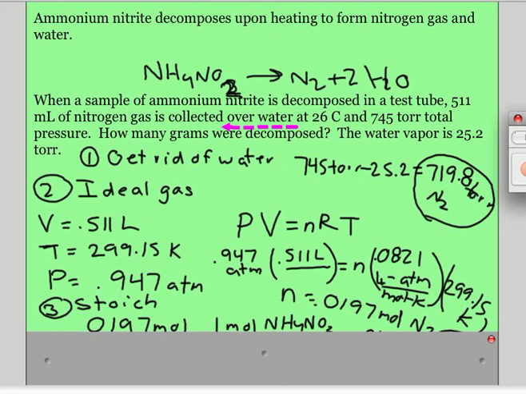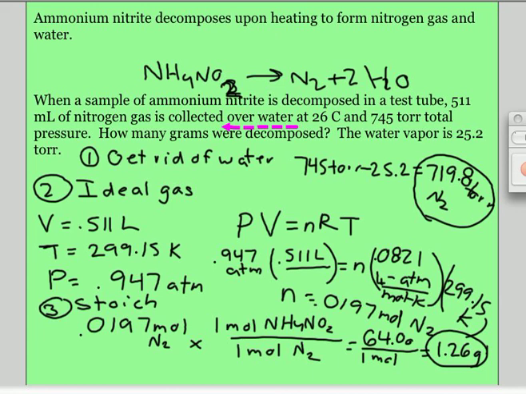But the question is how many grams of the thing we started with were decomposed. So the very last step, I know this is nasty, is a stoich problem. We start with how many moles of nitrogen we have, which we figured out was 0.0197. We do a stoich mole ratio from nitrogen to that ammonium nitrite. And then we look up how heavy that ammonium nitrite is. That's 64.0 grams. And it turns out for us to collect that amount of nitrogen gas over water, we started with 1.26 grams of that ammonium nitrite. So this is one where you can see everything put together.